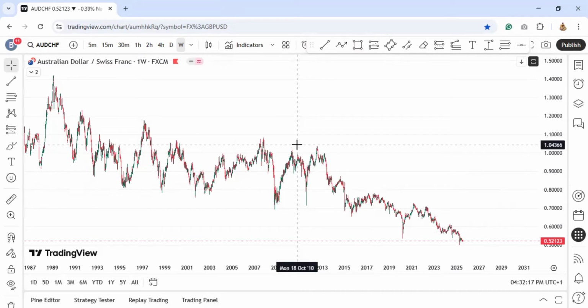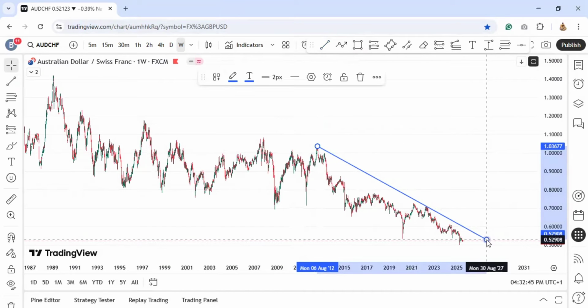So these are my analysis for the week for some Forex pairs, and I am starting with AUD/CHF. I am on the weekly time frame, so I am always going to start from a higher time frame, and then I will do a top-down analysis to know where the direction of the market is. On the higher time frame, we can see for AUD/CHF we are in a downtrend.